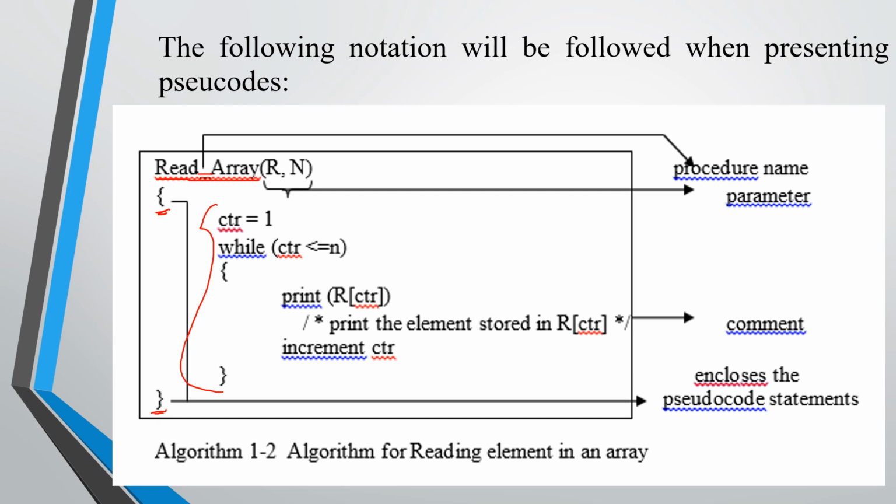Also, you could include comments. Comments are denoted, just like in Java or other programming languages, by slash asterisk and asterisk slash. Anything that is written in between this slash asterisk and asterisk slash is considered a comment. Comments are not part of the program, or of the pseudocode. It is just something that you want to make some point on.